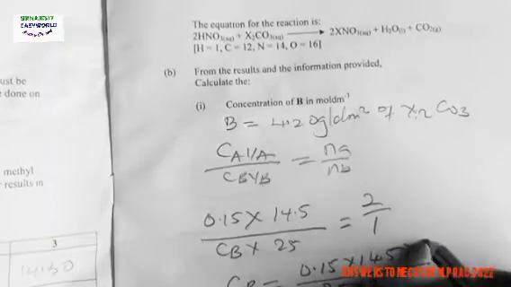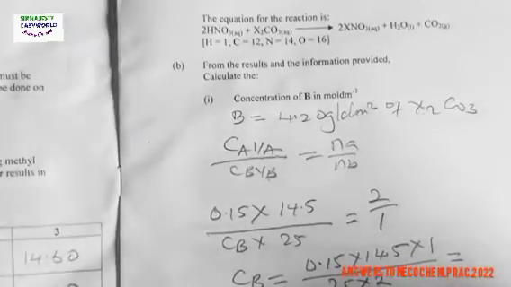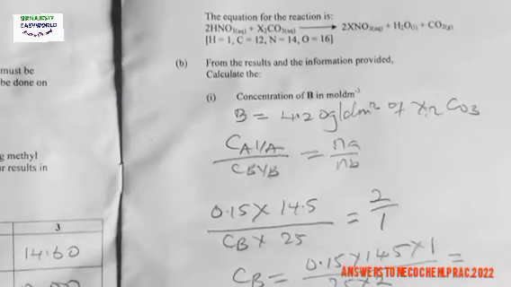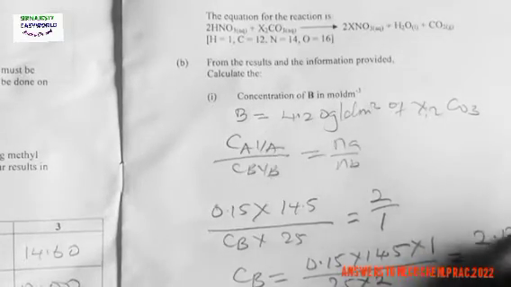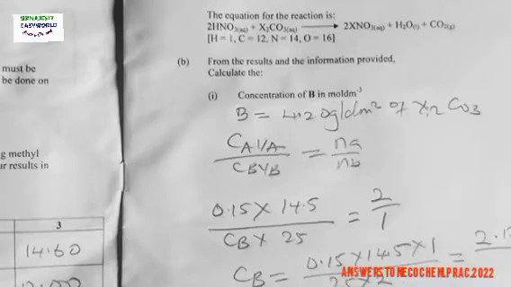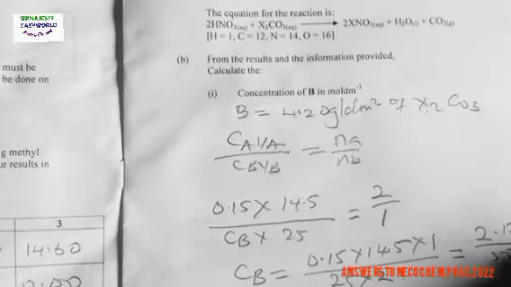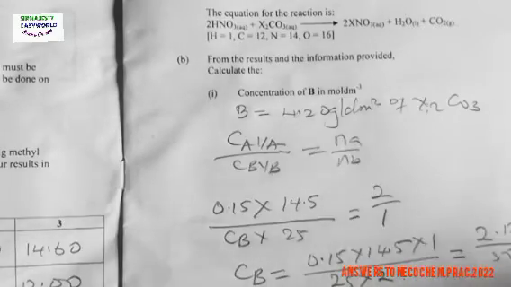You can even say this times 1, which is still the same. So at the end, from the calculator department, we have that 0.15 times 14.5 is equal to 2.175 divided by 50, of course, which will give you 0.0435.